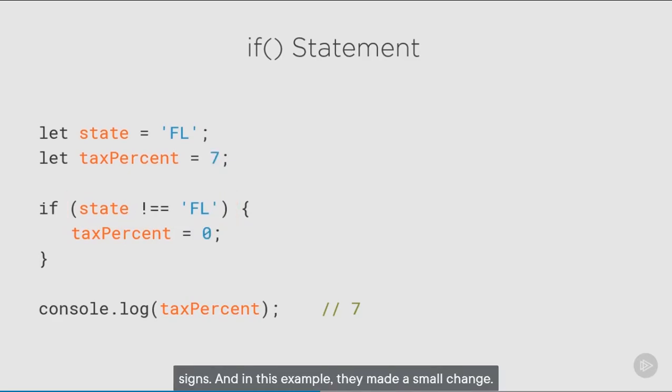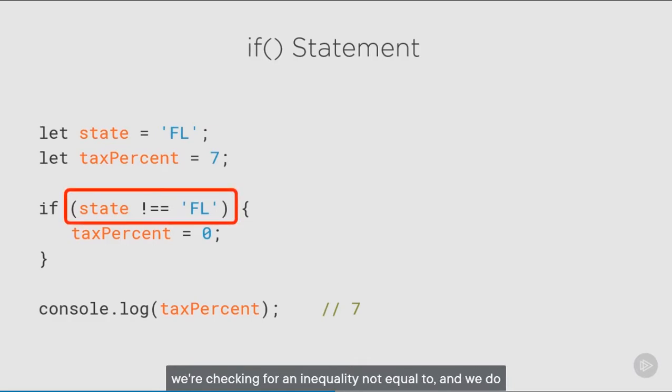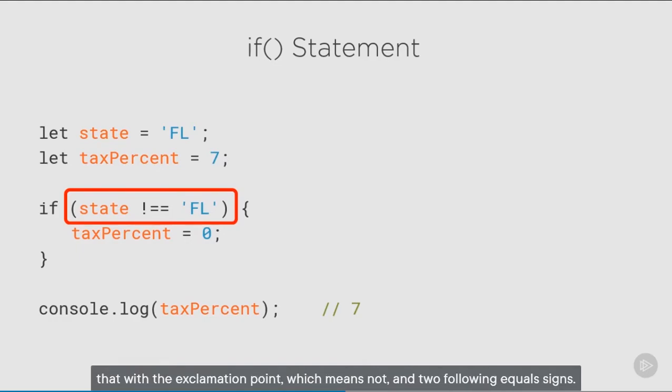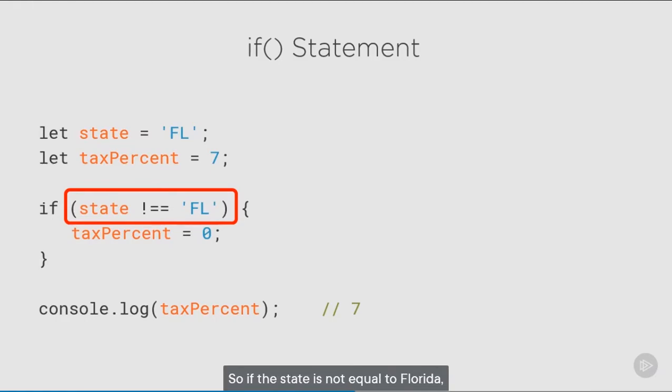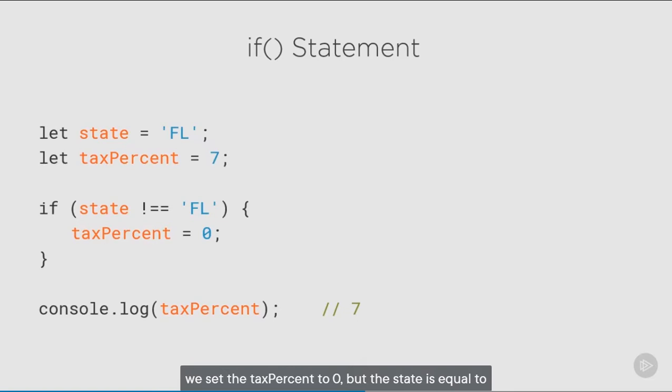And in this example, I made a small change. We're starting off by setting tax% to 7, but now we're checking for an inequality, not equal to. And we do that with the exclamation point, which means not, and two following equal signs. So if the state is not equal to Florida, we set the tax% to 0. But the state is equal to Florida, so that code never executes. When we log out tax%, we get 7. But the key takeaway is that the not double equal sign checks for an inequality.